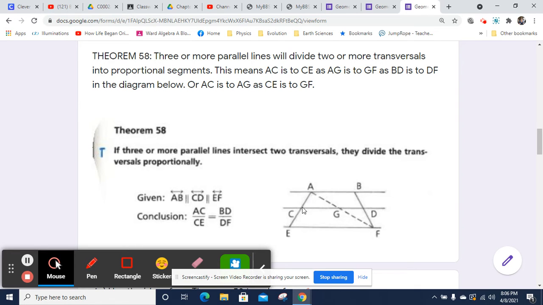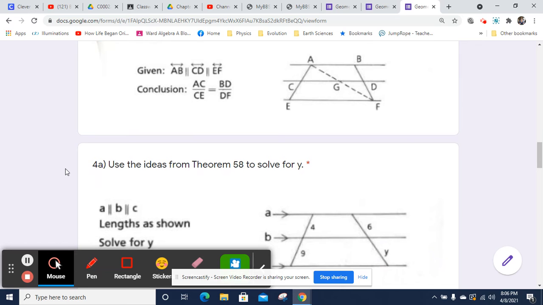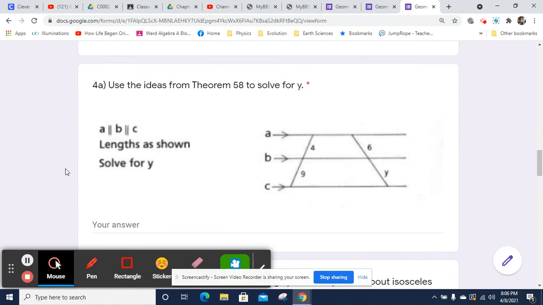So that means AC is to CE as AG is to GF, as BD is to DF. Or AC is to AG as CE is to GF, or AG is to BD as GF is to DF, or even AC is to BD as CE is to DF. So all of those can be used to form proportions. You can use this to work out problems using proportionality, which is the big theme of Chapter 8.